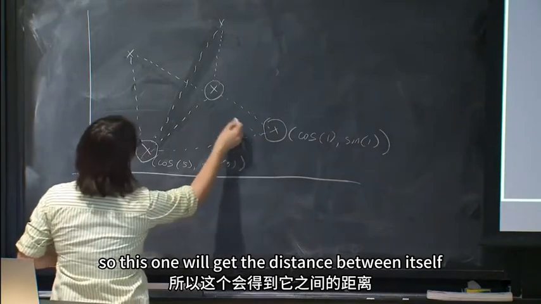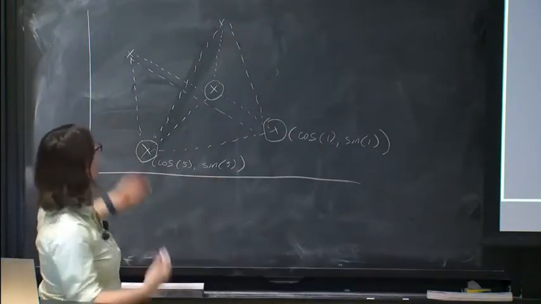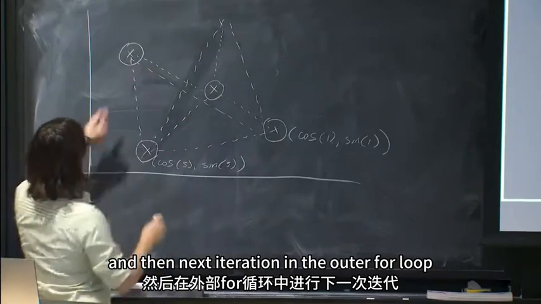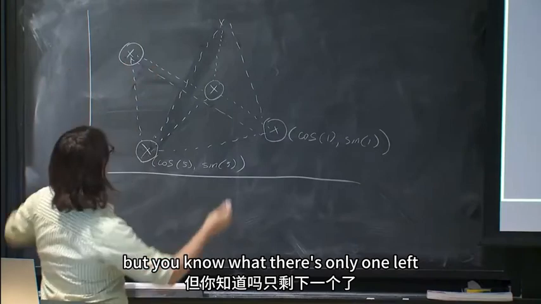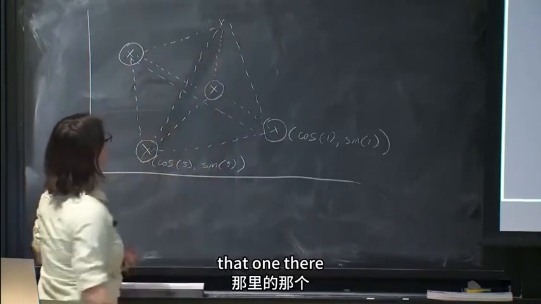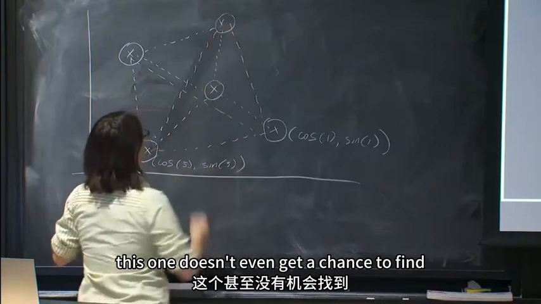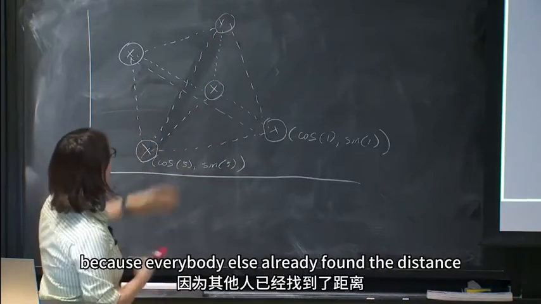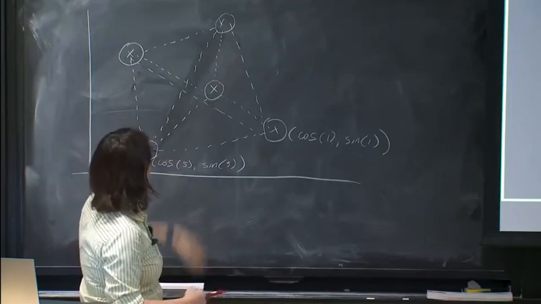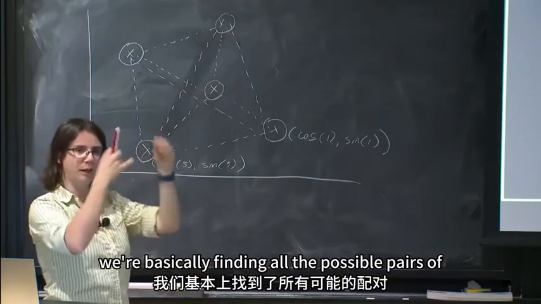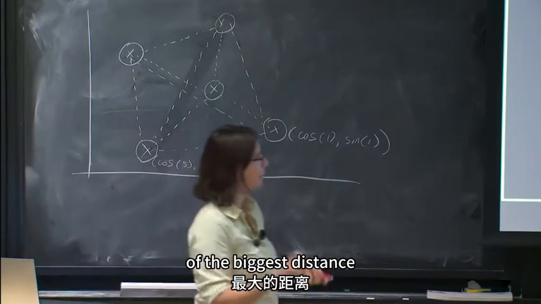So this one will get the distance between itself and this one all the way back there, and this one all the way over here, right? And then next iteration in the outer for loop takes a look at this one, let's say, and it finds the distance between itself and everybody else. But you know what? There's only one left. That one there. And then the last time through, this one doesn't even get a chance to find the distance between itself and anybody else because everybody else already found the distance between it. Okay? And so in this way, we're basically finding all the possible pairs of all of these points in this 2D plane and keeping track of the biggest distance.